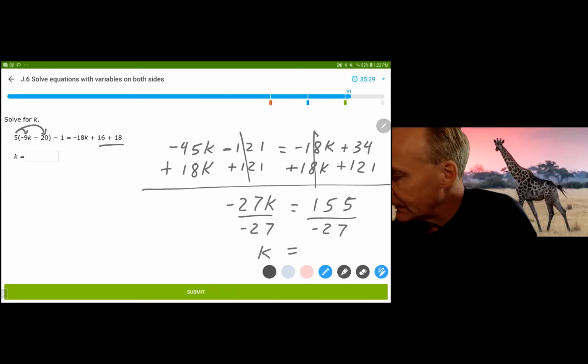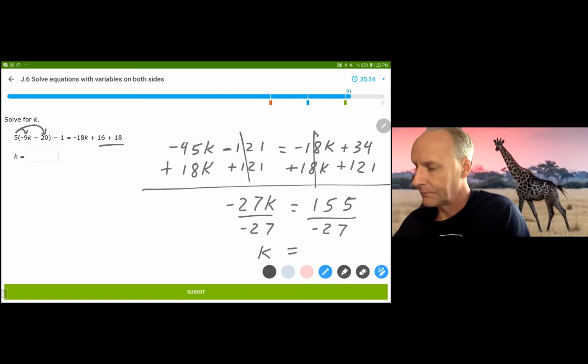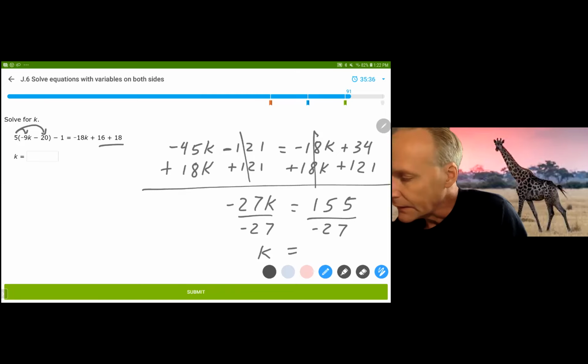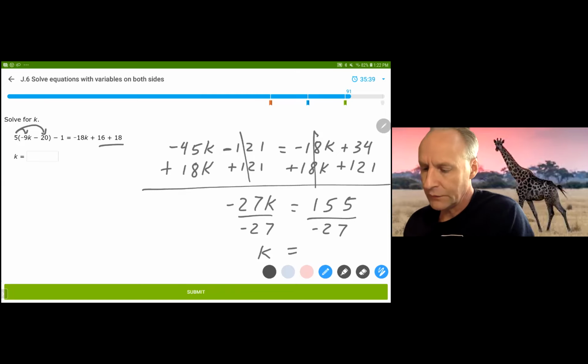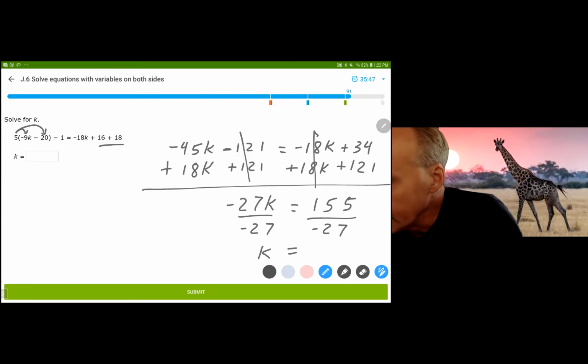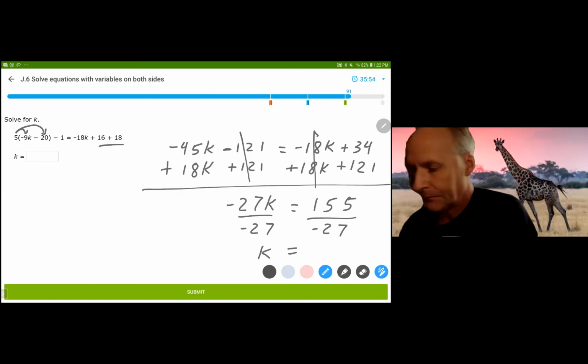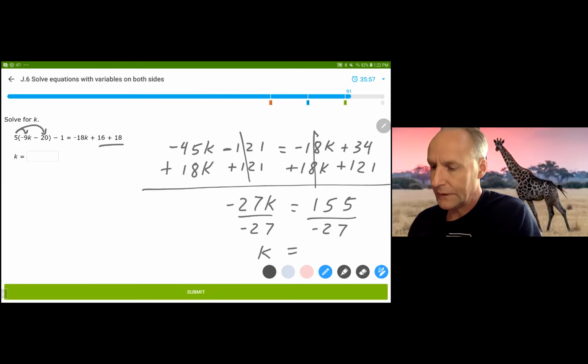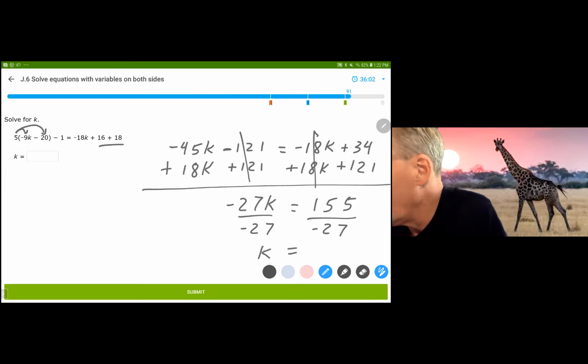Does it go in more than 5? Yes, it does. Did I make a mistake? Let's see. Well, I clearly didn't make a mistake there. Let's see, 45 minus 18, of course, is 27. And 34, sure enough. And 121, which is correct, is 155. 155 divided by 27. What? No. Must have made an error somewhere.